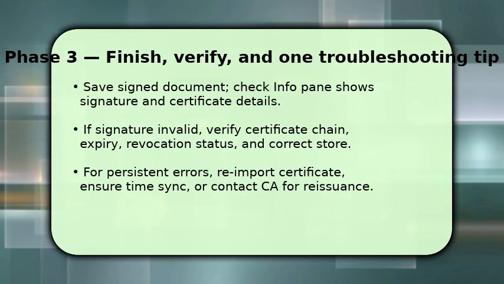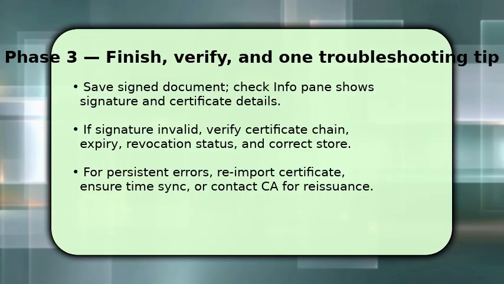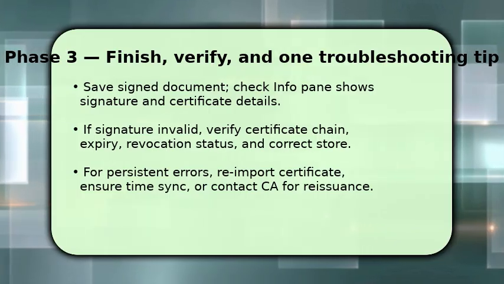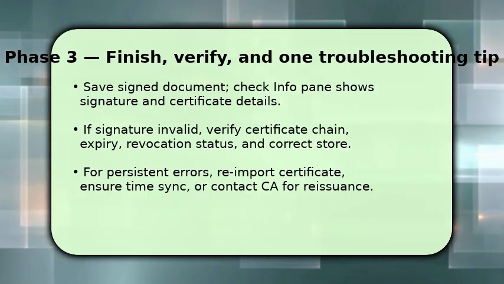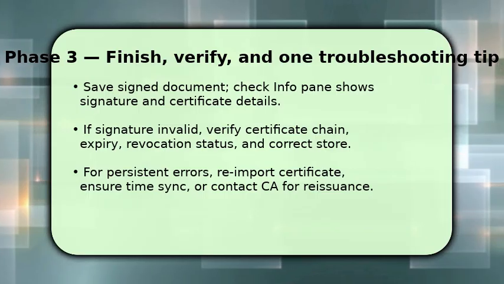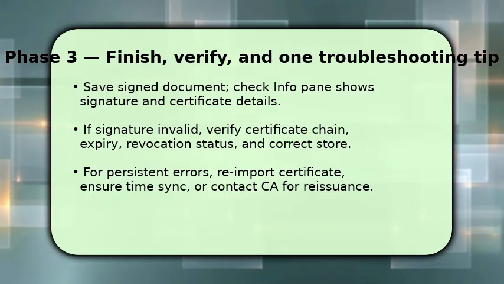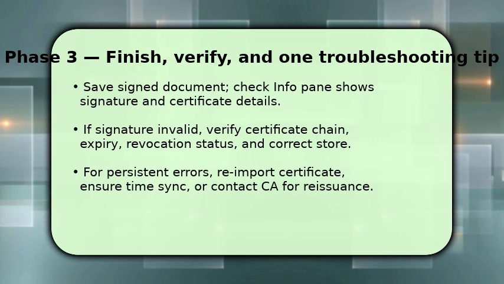If Word flags the signature as invalid, check the certificate chain first. Ensure intermediate and root certificates are present, the cert is not expired, and revocation status is clear. Once done, re-import the cert if needed, confirm system time is accurate, and as a last resort, contact the certificate authority for reissuance. This restores trust without redoing your work.